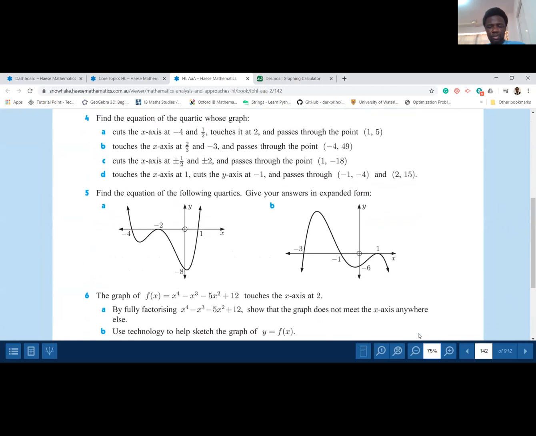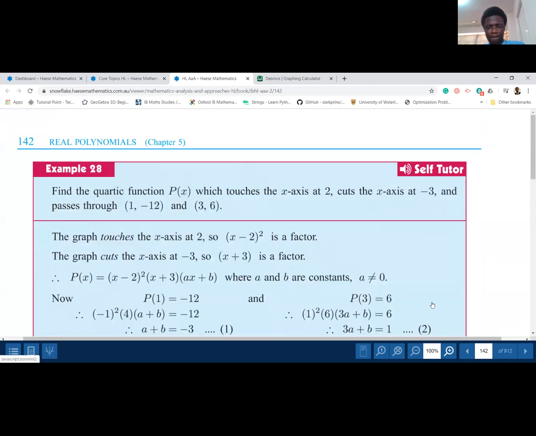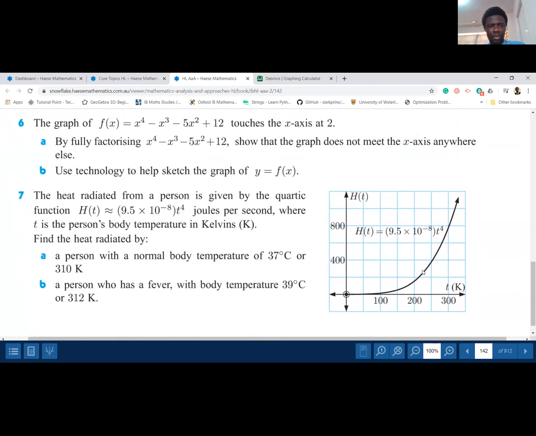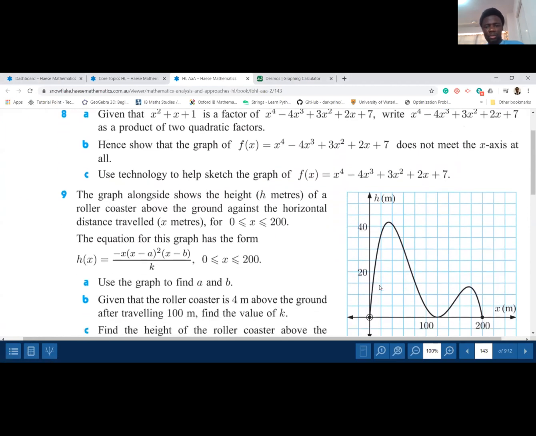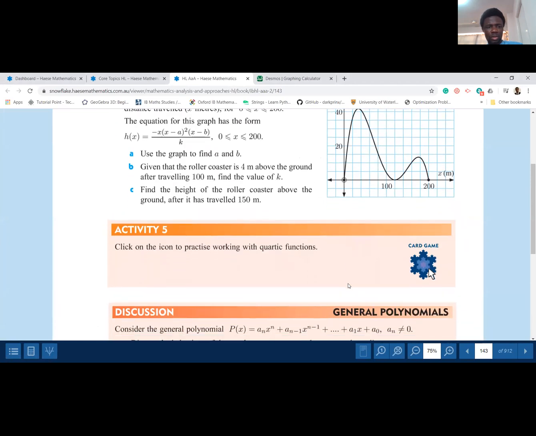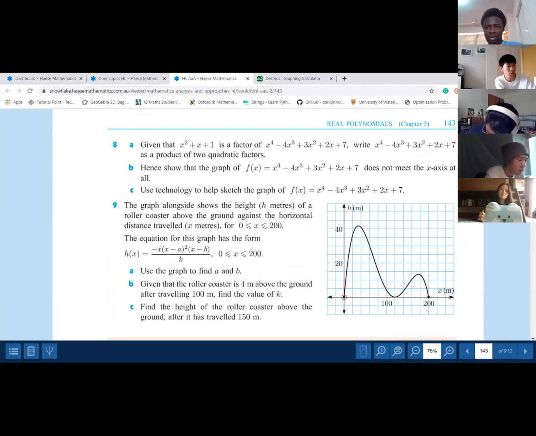So 4, 5, 6, you take that together. Seven is word problem. So I'll take 8 and 9 together. They are the last questions. So that's it. Everybody received everything?